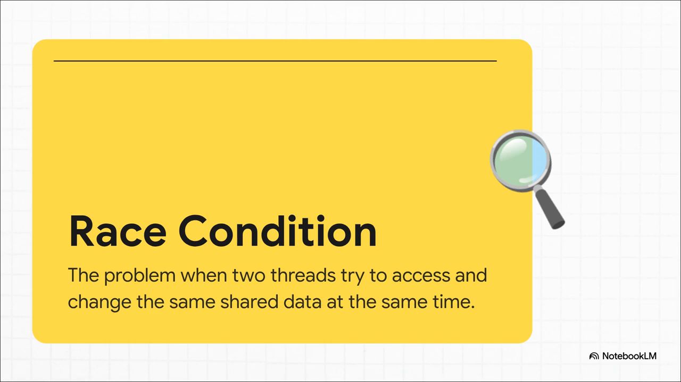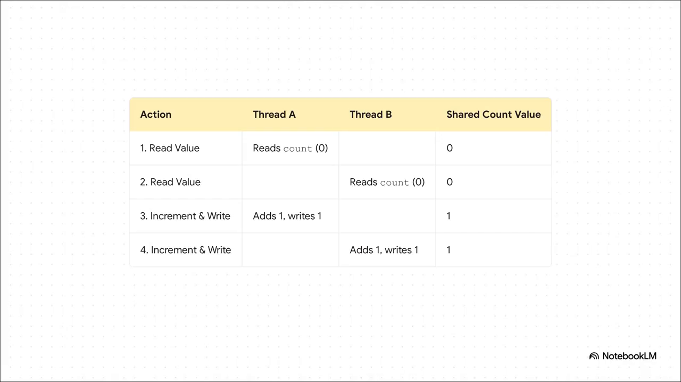This is a nasty kind of bug that pops up when multiple threads are all trying to read and write to the same piece of data. The final result becomes completely unpredictable, depending on which thread gets there first. It's a recipe for disaster and corrupted data. Let's walk through exactly how this nightmare happens, step by step.